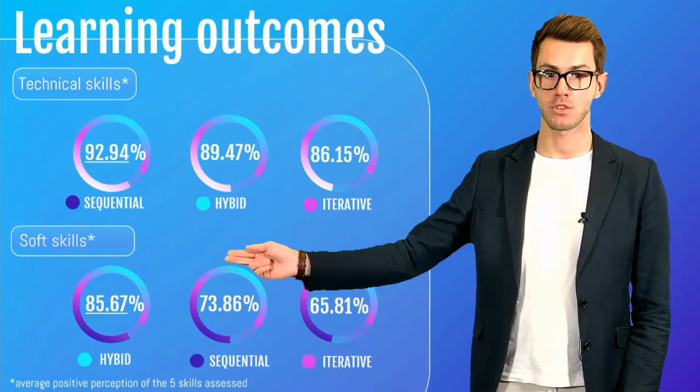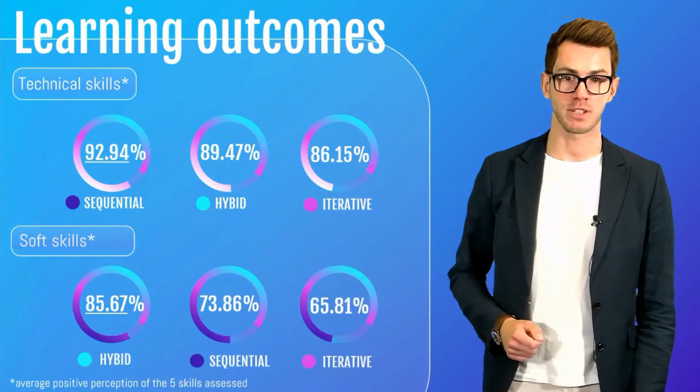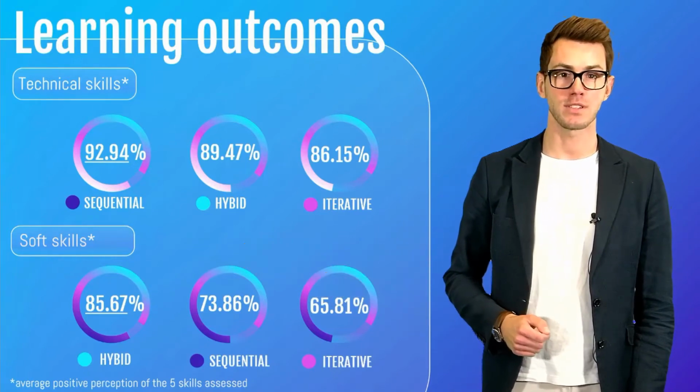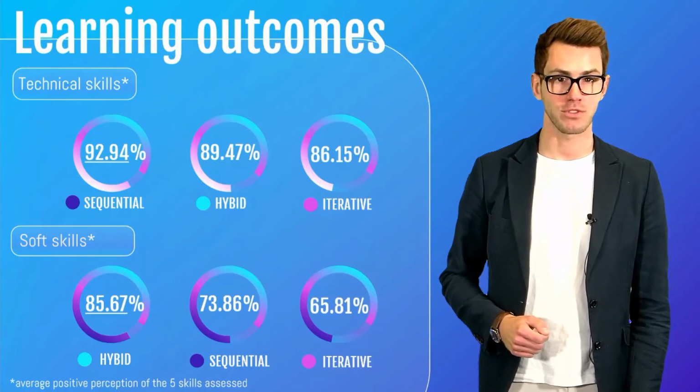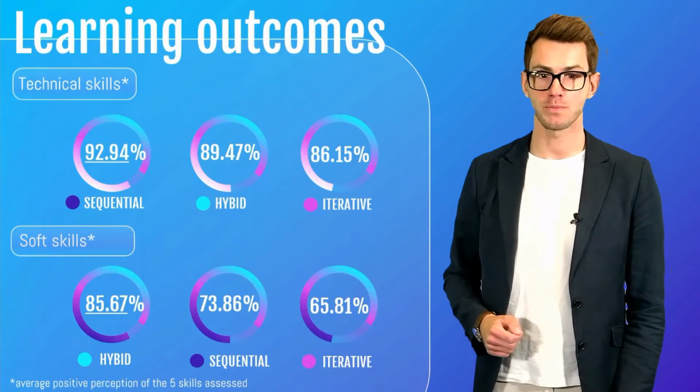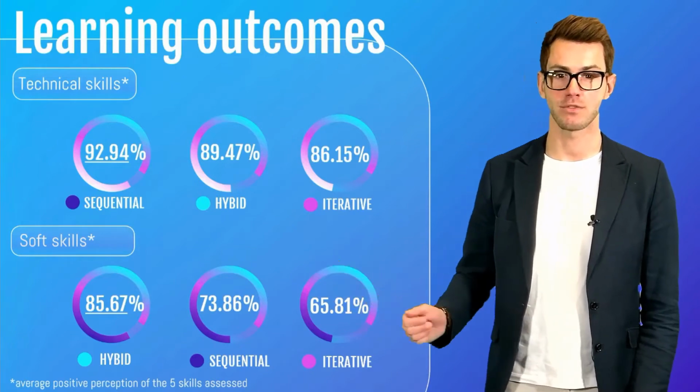Hybrid teams scored highest in all of the evaluated aspects of collaboration, consistently securing the highest share of soft skills rated as excellent. For most of the categories, the sequential group came in second and the iterative third.